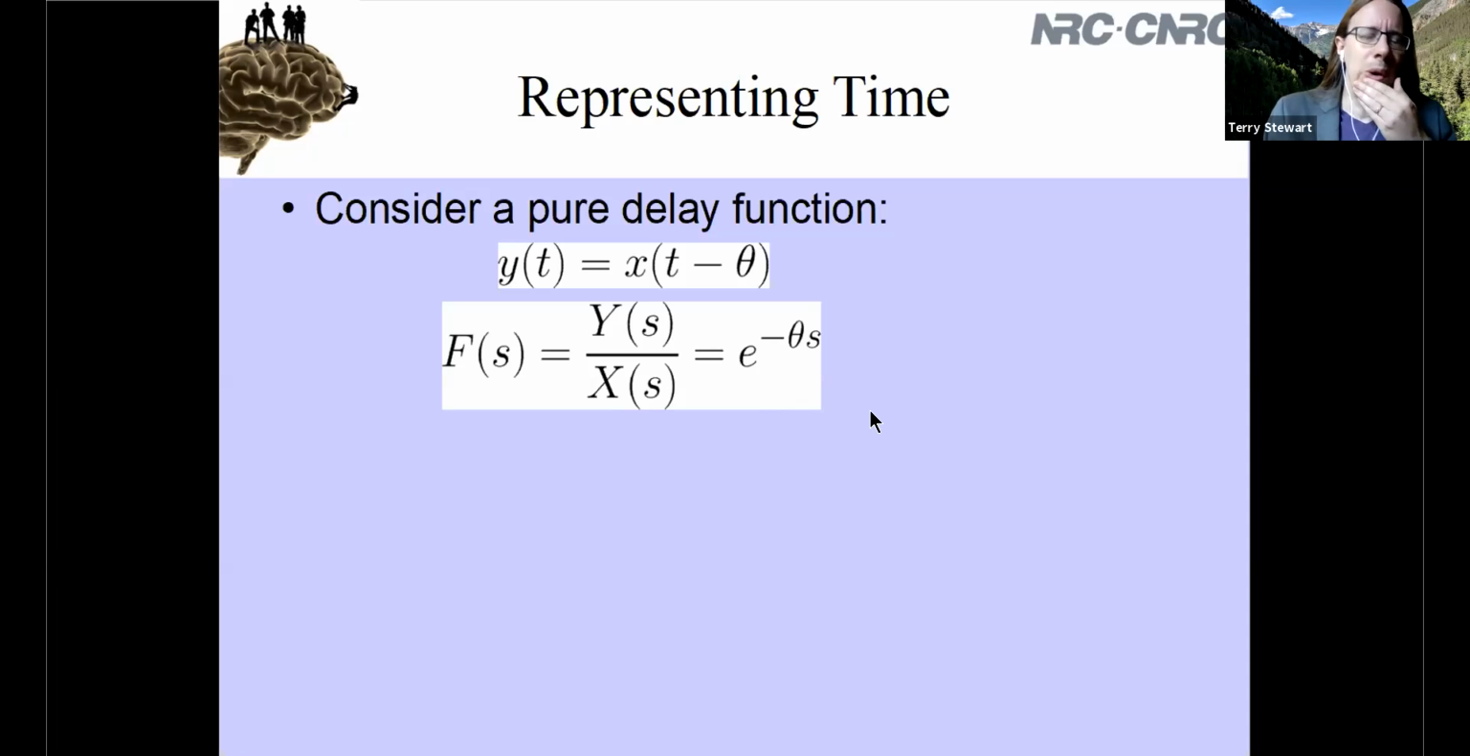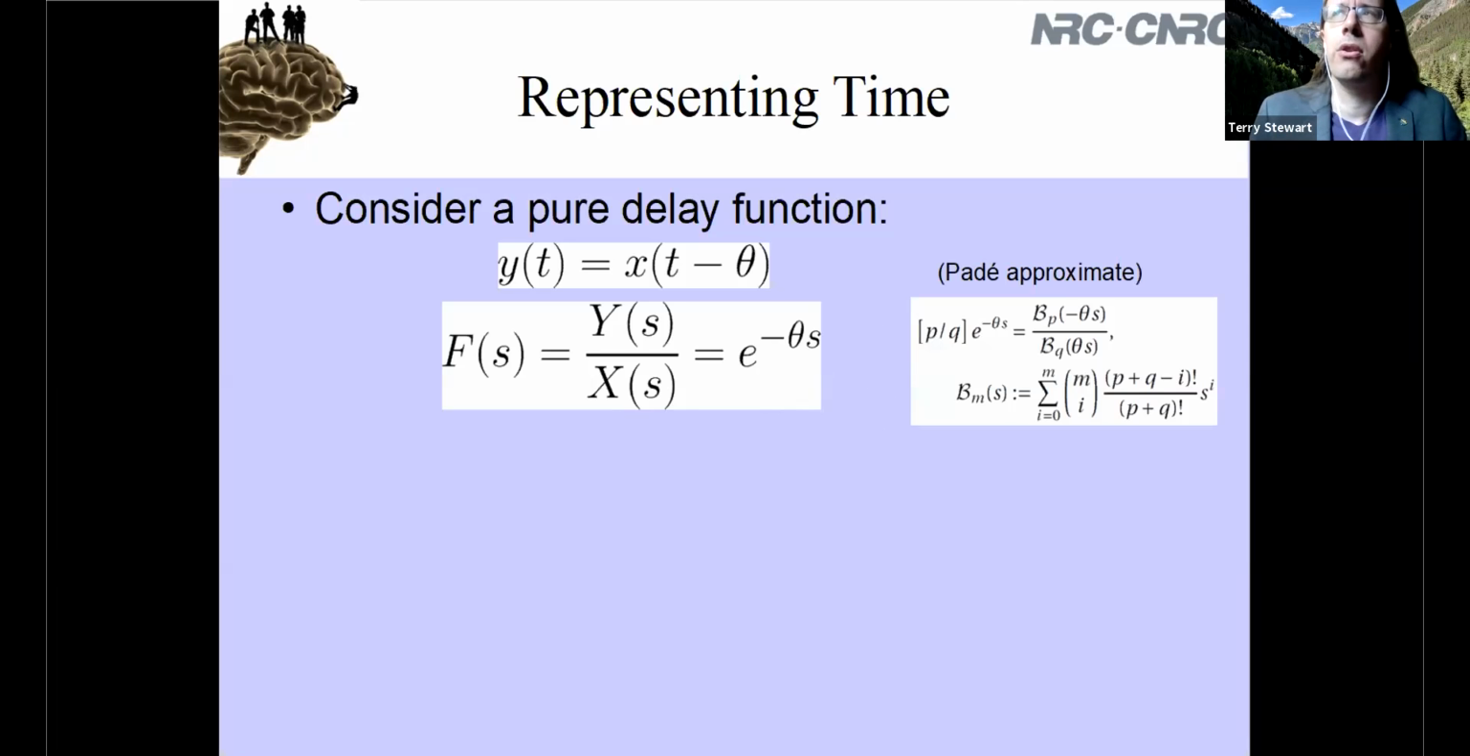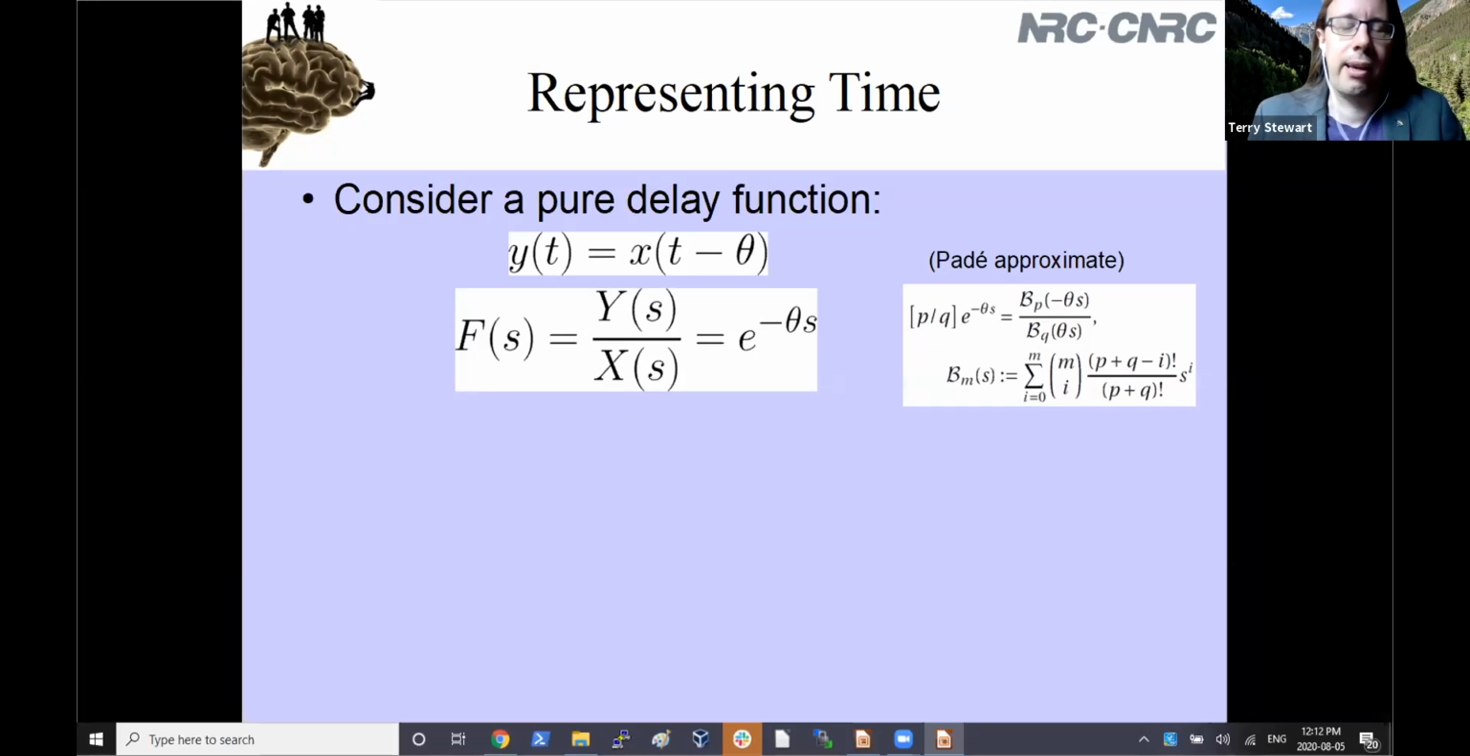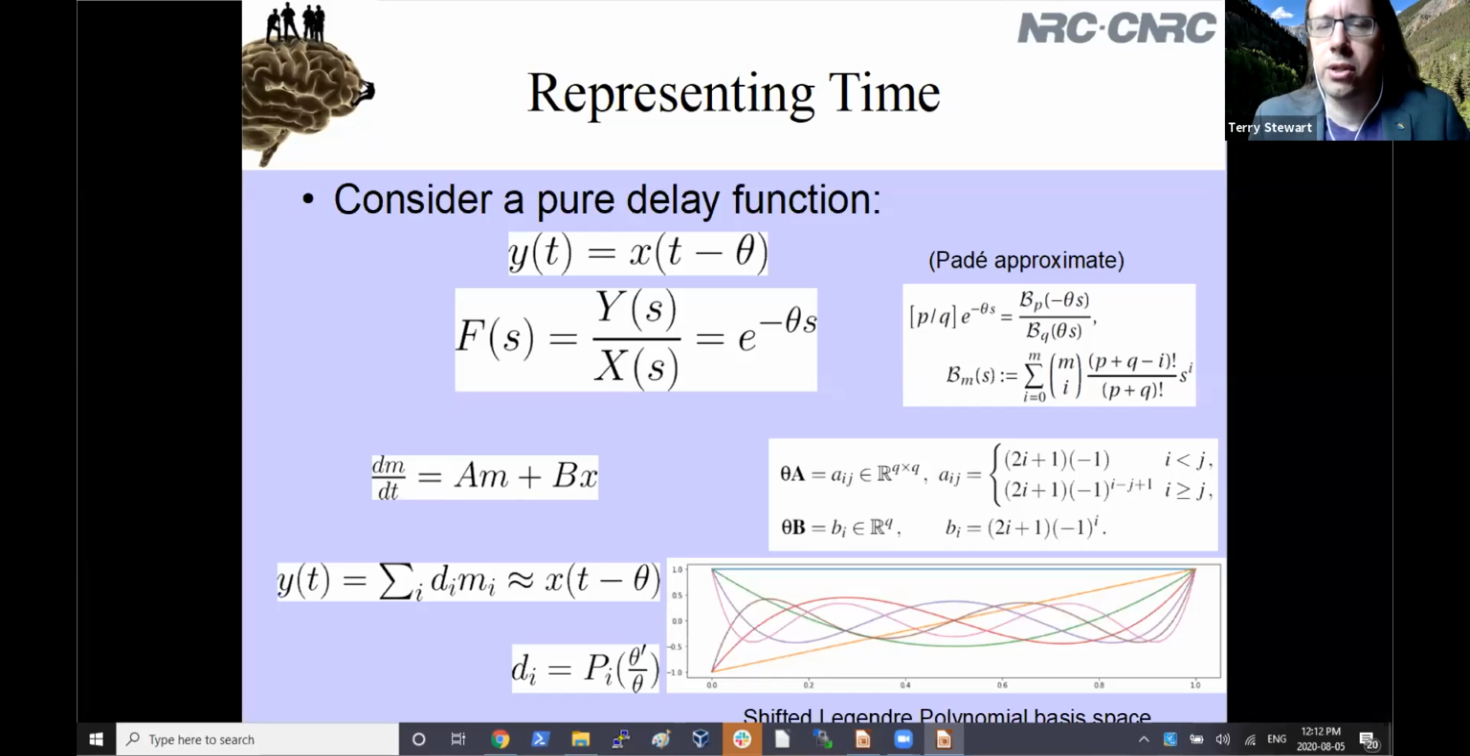Well, there's a thing that you can do. People might be familiar with Taylor series approximation, where you take any arbitrary function and turn it into a polynomial, cutting it off at a certain level. There's something a little bit fancier than that called a Pade approximate, where you can approximate any function by a ratio of two polynomials. Why would I want to do that? Well, if you have a Laplace domain function as a ratio of polynomials, you can convert it back into a differential equation.